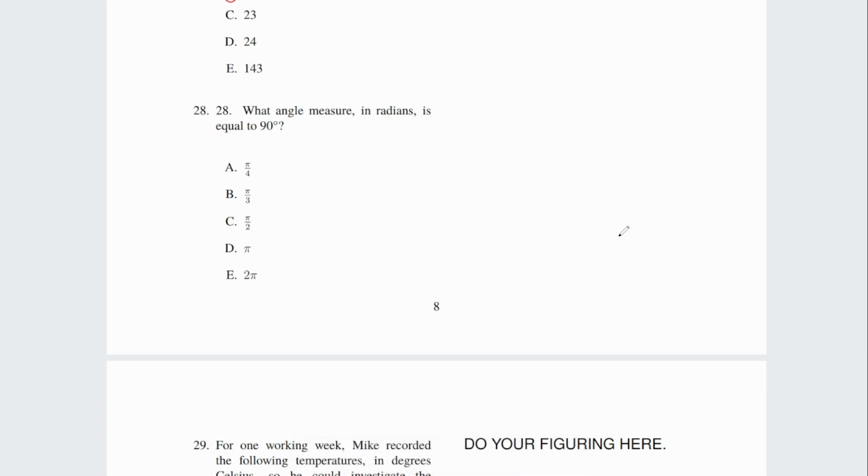What angle measure in radians is equal to 90 degrees? If you don't know radians, skip straight past.